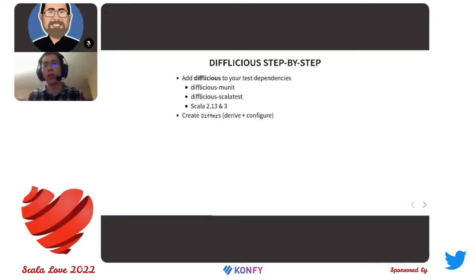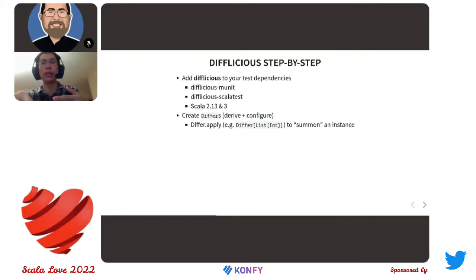You have a differ of cats and it knows how to diff two cats. So typically you will either summon them or derive them, and then later on you can also configure the differs. About summoning: a lot of the time you will be testing things from the standard library, like lists and ints. So you can use differ.apply to summon an instance of it, and then use that in your assertions.